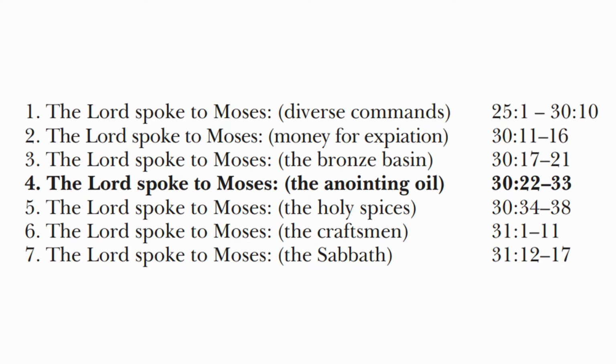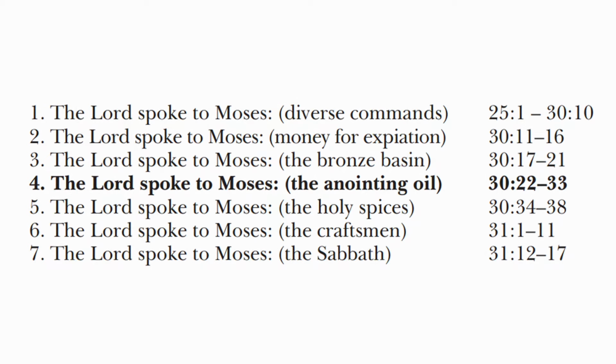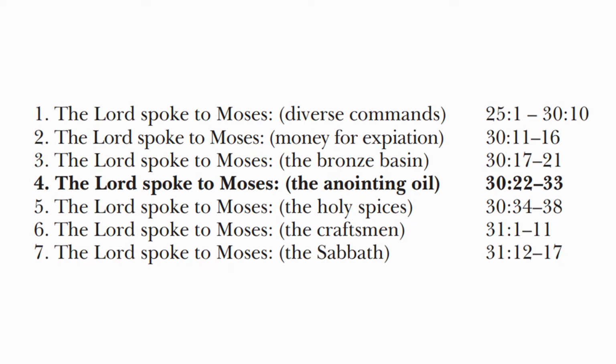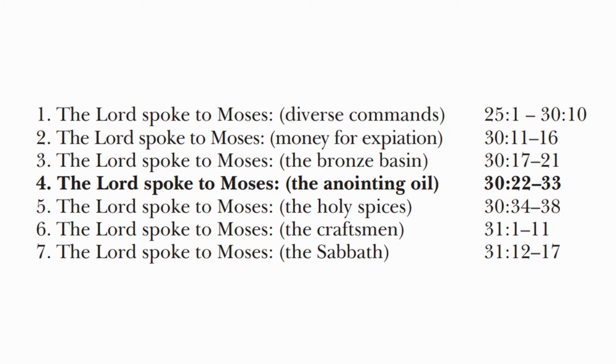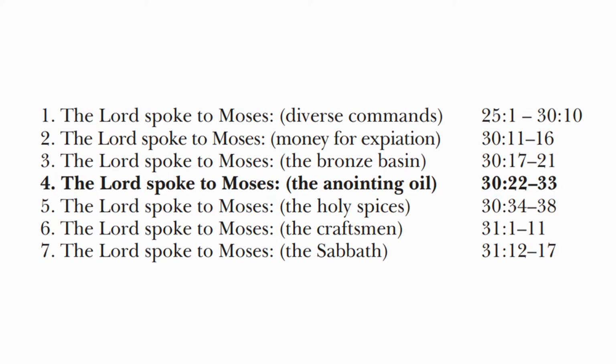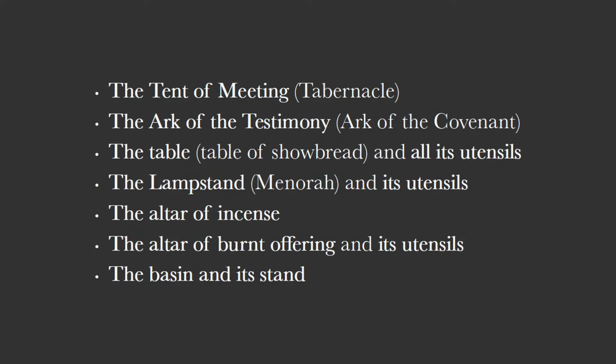One example we looked at, Exodus chapters 25 through 31, the Lord spoke to Moses, is used 7 times. The middle speech concerned the anointing oil mixture in Exodus 30:22 through 33. This middle speech itself contained a list of 7 objects to be anointed. The center of those 7 items was the menorah.